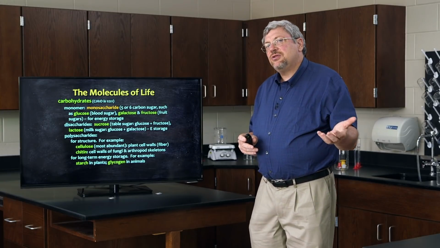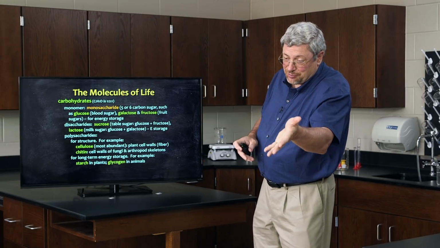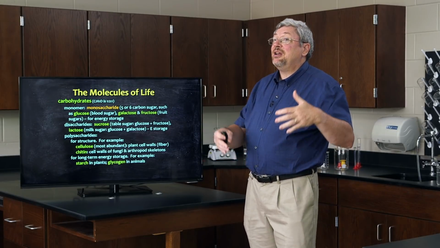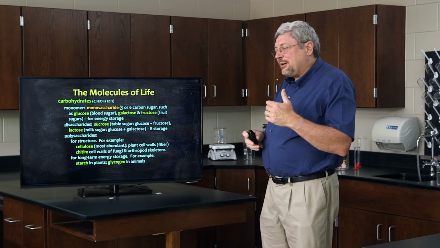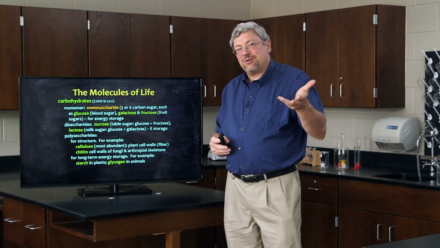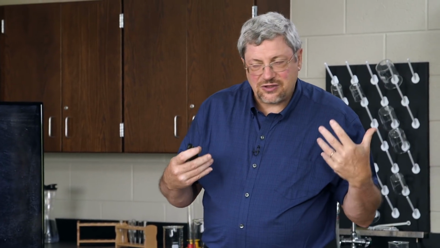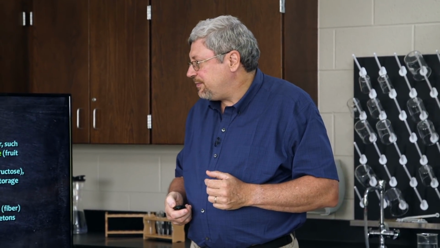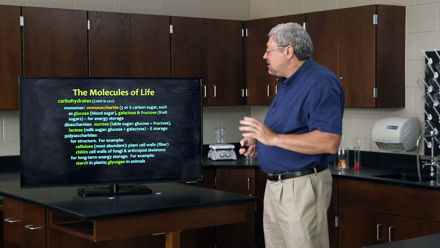Polysaccharides can also be used to store lots of energy. If you can store energy in a monosaccharide, even more in a disaccharide, then you can store an even greater amount in a polysaccharide. The common examples of polysaccharides for the purposes of energy are starch, which is what plants use to store energy, and glycogen in animals. Our livers will store lots of energy in the form of glycogen. So those are the carbohydrates, or an overview of that particular macromolecule.